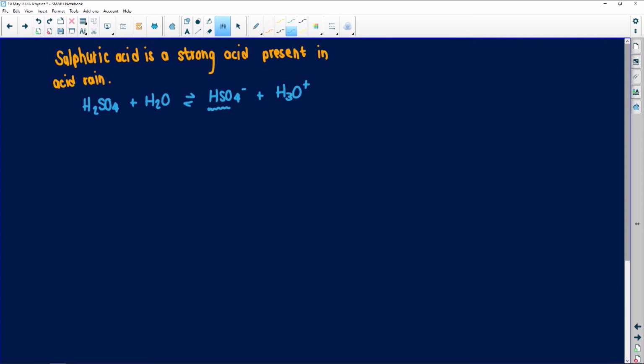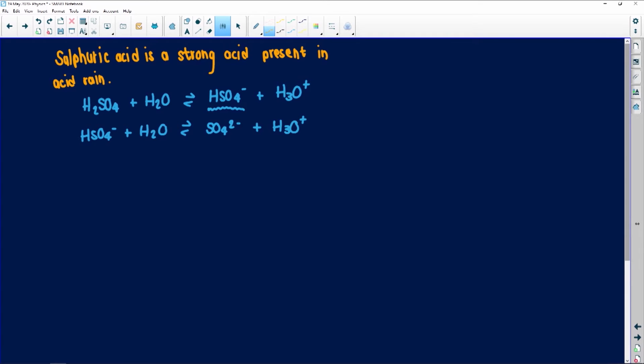Then we take this product. I'm going to have HSO4- plus H2O. What does that become? This one will lose the H by donating it to the water, and the water will accept it. I'm going to have SO4 2- plus H3O+. So that's the reaction they've given us here.